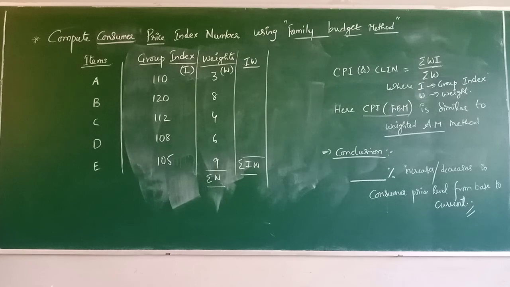Generally summation WP by summation W is the main formula, where P is the price relative. We have to calculate the price relative, that is the ratio of P1 by P0 multiplied by 100. But here, rather than calculating P, the group index I is directly given. So the I value can be substituted directly in place of P. Summation WI by summation W. Clear?